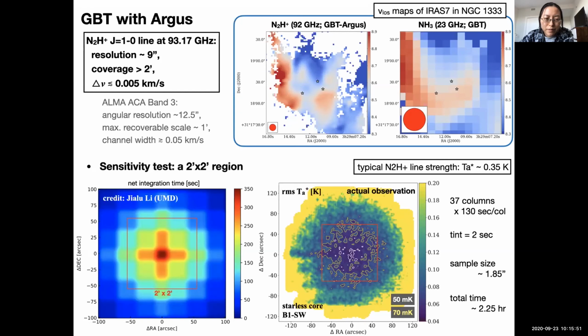For those of you who are interested, this is a sensitivity test we ran with Jialu Li in Maryland. On the left-hand side, I have a simulated integration time on the field of view, and the region of interest is marked in the 2 arcminute by 2 arcminute region. And on the right-hand side is the actual data. So we reached about 70 mK in about 2.5 hours, which is not bad for a typical N2H+ line.